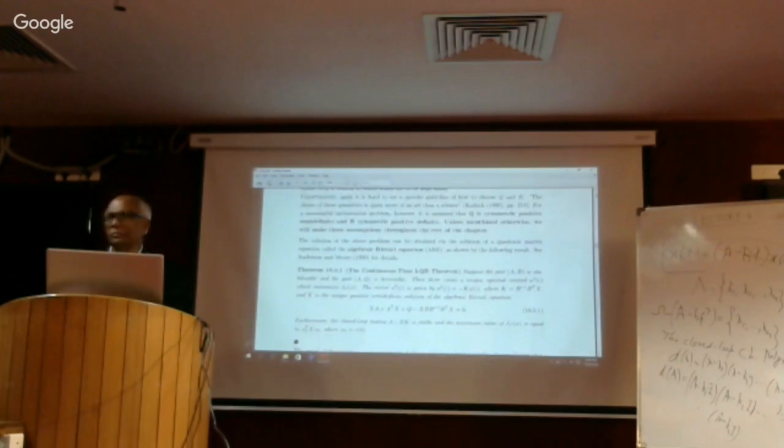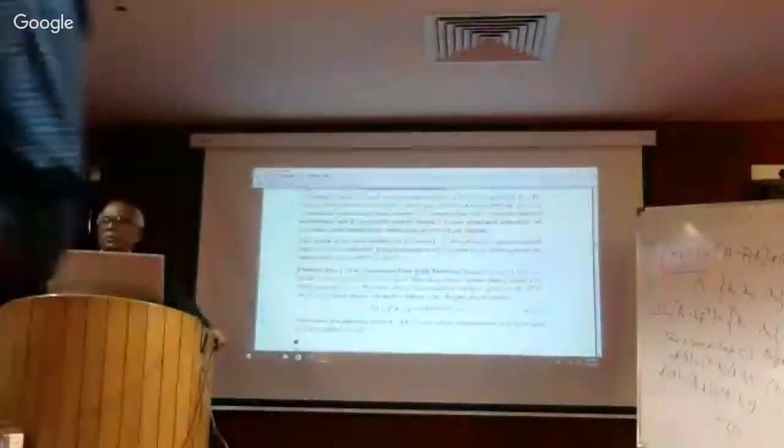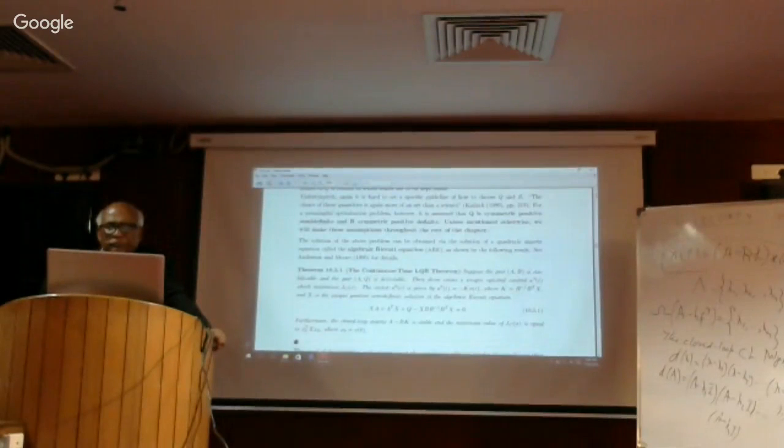So here is the theorem that solves the LQR problem. The theorem is the following. Suppose that the pair (A, B) is stabilizable, it doesn't have to be controllable, just stabilizable, and the pair (A, K) is detectable. Detectability is the dual concept of stabilizability. So for this problem, we need both stabilizability and detectability.